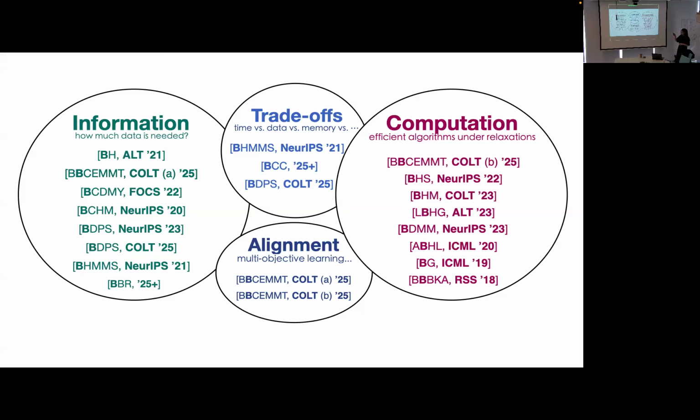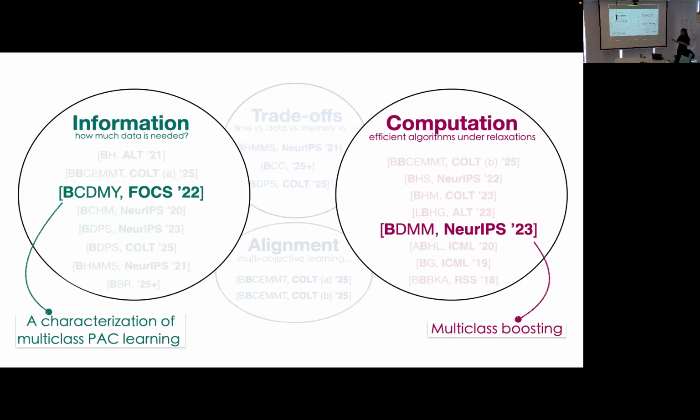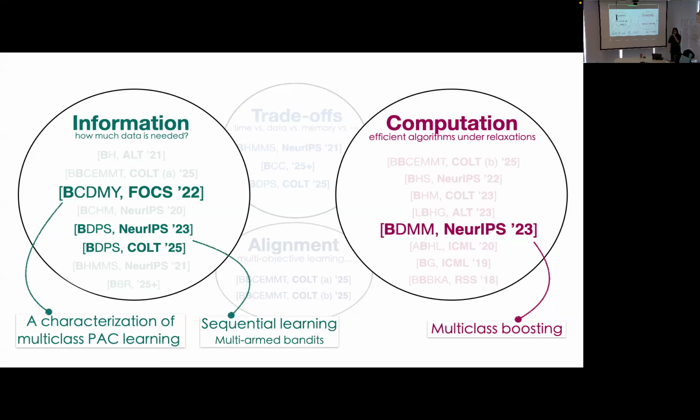So that's my work. I won't talk about most of that today. I will focus on these two works. First, from the information side of things, a characterization of multiclass learning. And then from the computational or algorithmic side of things, I'll talk about an efficient algorithm, multiclass boosting. And then towards the end of the talk, I'll also talk about sequential learning and specifically the problem of multi-armed bandits.